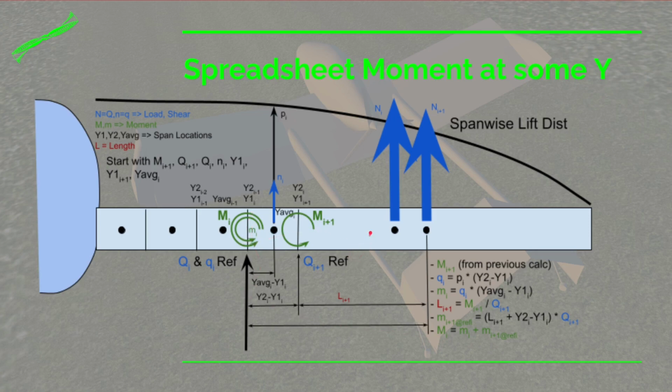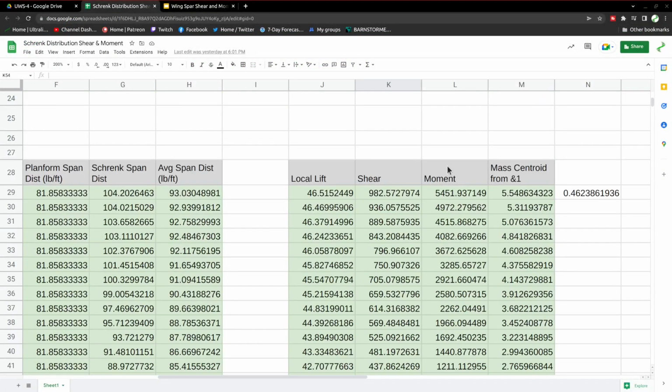So that's what I did in the spreadsheet. I know this is a little bit difficult to grasp. Maybe it'll help a little bit looking at the spreadsheet. So I have a moment calculation here, and this is going to be total moment at each of our Y locations. Then I got another column here that helps me calculate the next Y location inboard.